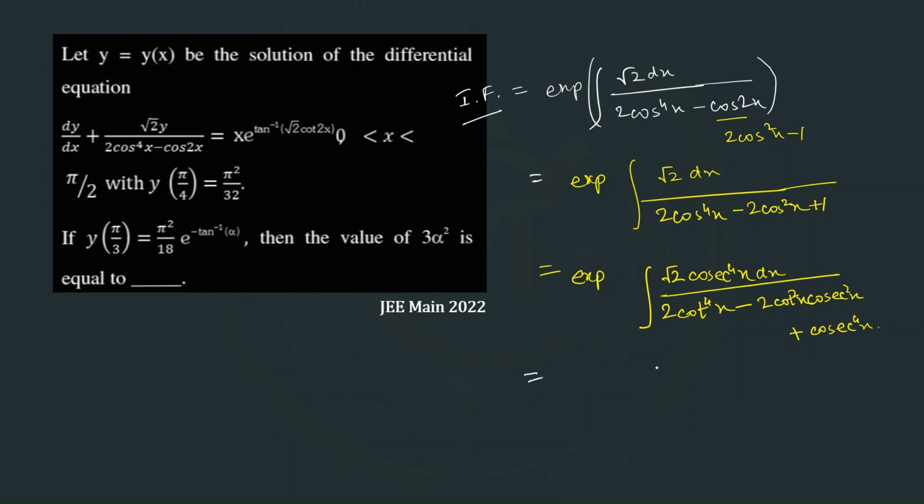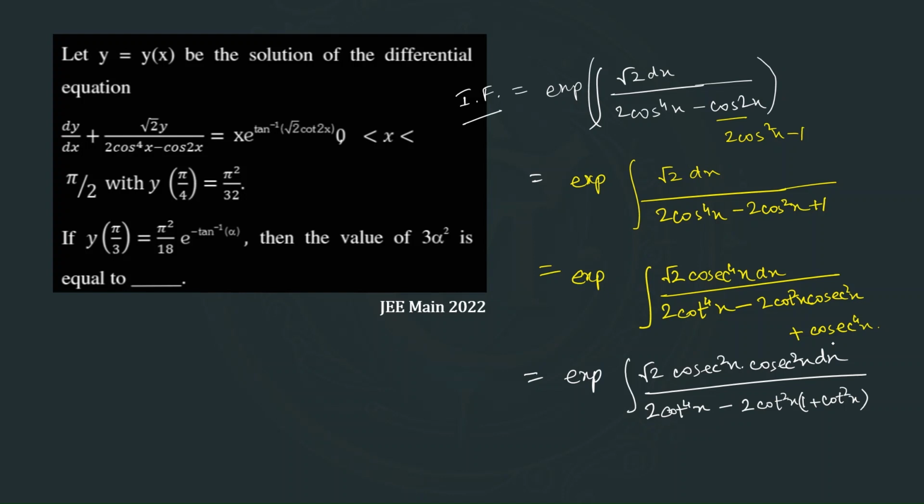We can simply write this as root 2 times cosec square x into cosec square x dx, divided by, this will be equal to 2 times cot to the power 4x minus this 2 times cot square x cosec square x, we can write it as 2 times cot square x, then 1 plus cot square x, and then this term we can write as 1 plus cot square x then whole square. So 1 plus cot square x whole square.